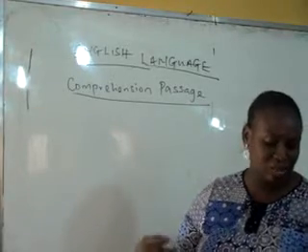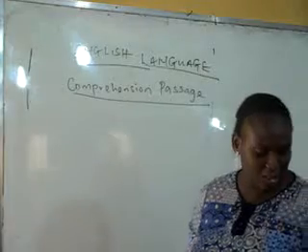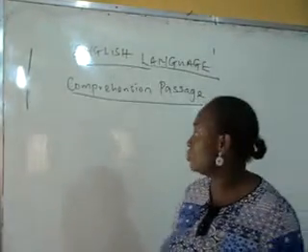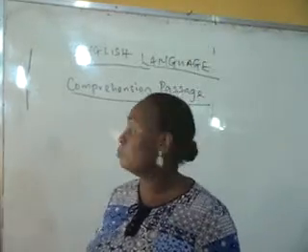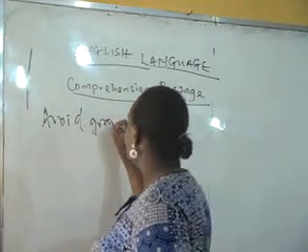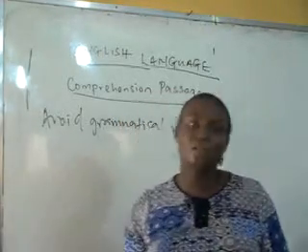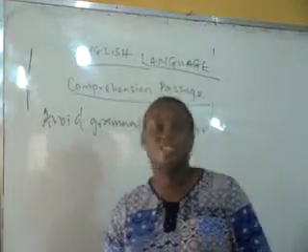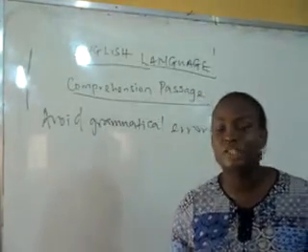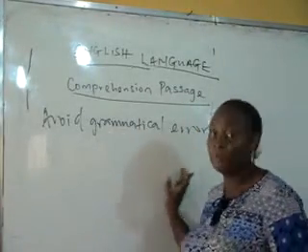So let's look at the penalties, the things you should try to avoid so that nobody will penalize you. Number one, your grammatical expression. Try as much as possible to avoid error. Grammatical error, blunder. Don't say, oh, this is comprehension passage, they don't mark error, they don't mark English. Don't be like that. Just try as much as possible to avoid any grammatical error.